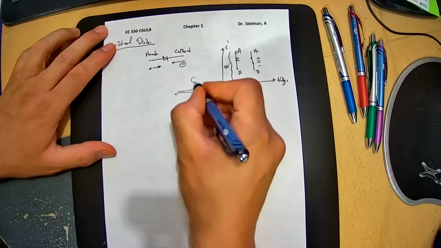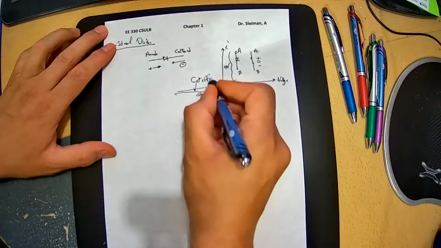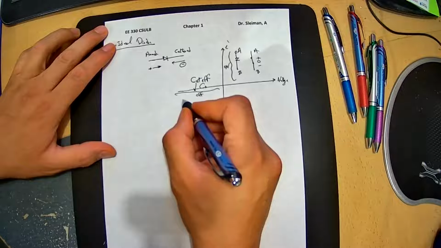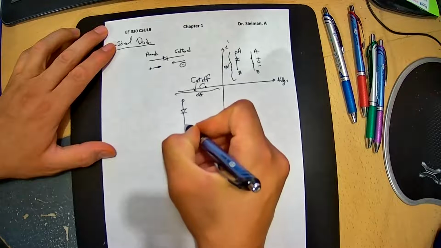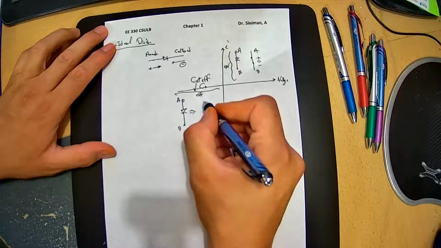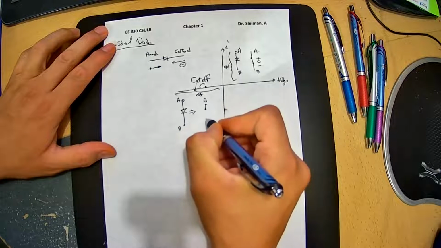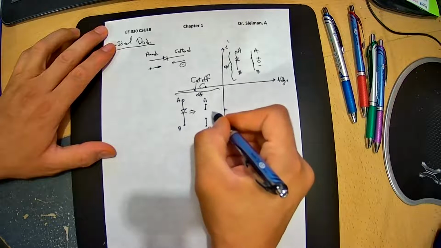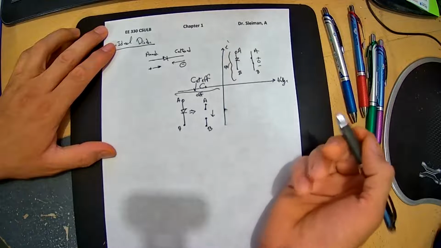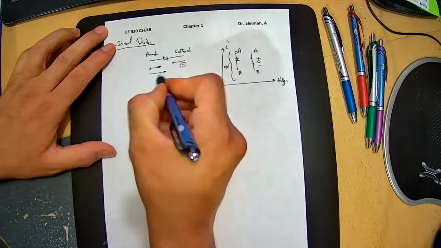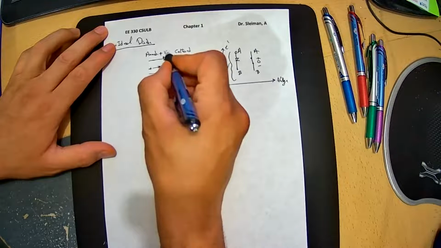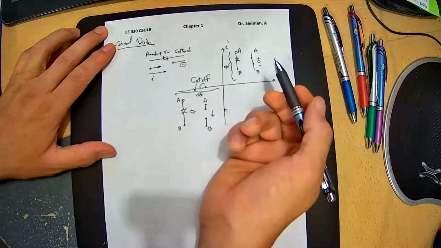They call it cutoff. If we introduce the positive from this side, let's say B, the diode will work as an open circuit. There is no current flowing in this direction. The current will flow only if the voltage is introduced from anode to cathode.